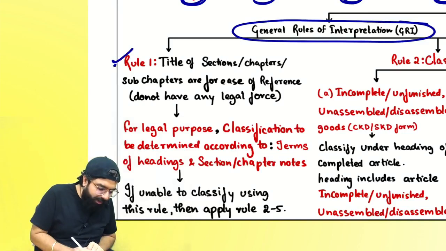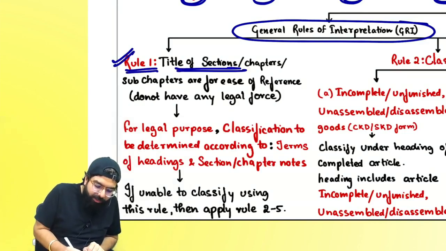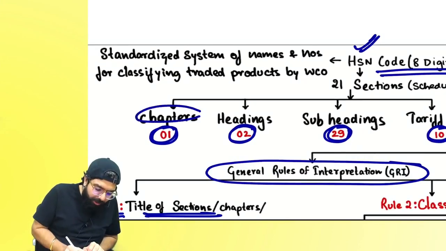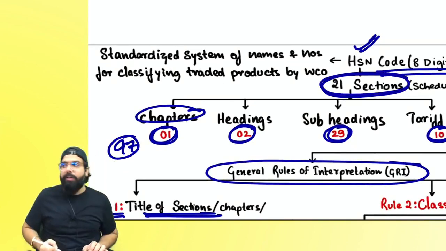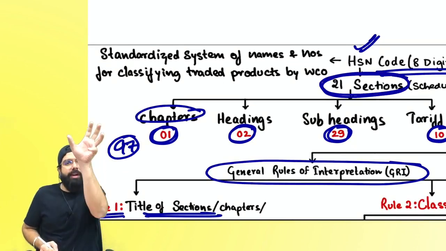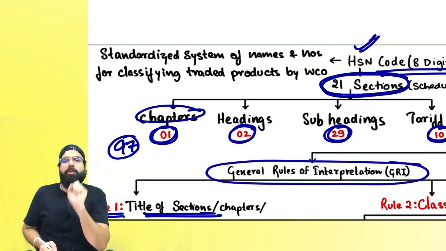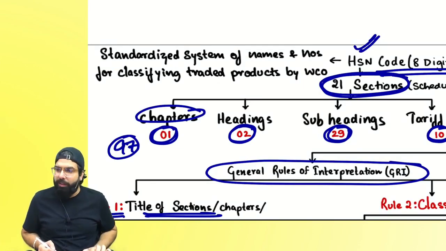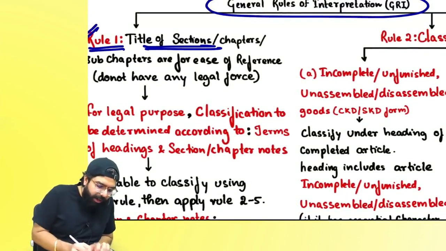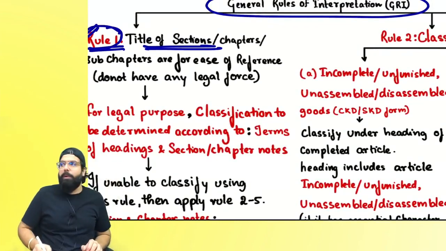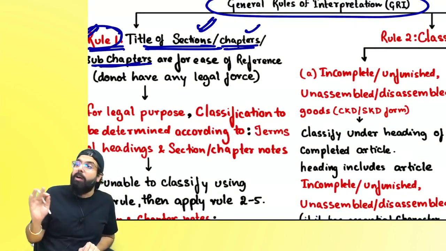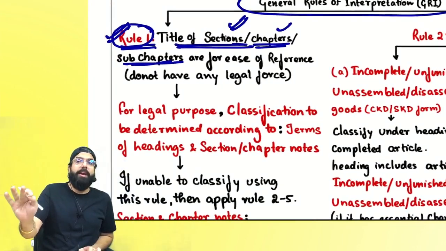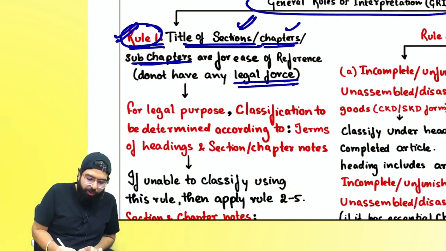Now rule number 1 says the title of the section, basically all the chapters, 97 chapters, are being classified into how many sections? 21 sections. So a section will have chapters and in the chapter you find your correct classification, right everyone? Now over here in rule number 1, the title of the section, the name of the chapter or the name of the sub chapter are only for ease of reference. They don't have any legal force, right everyone?